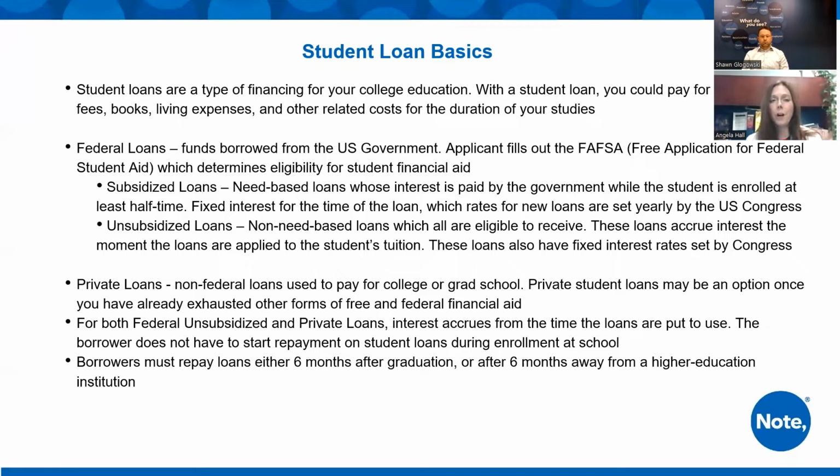Student loans come in a variety of different ways. The first way is federal loans. Those are coming out of the US government. That means you're borrowing money from the US government. And a lot of those come from filing a FAFSA form. A FAFSA form is essentially your student aid form.